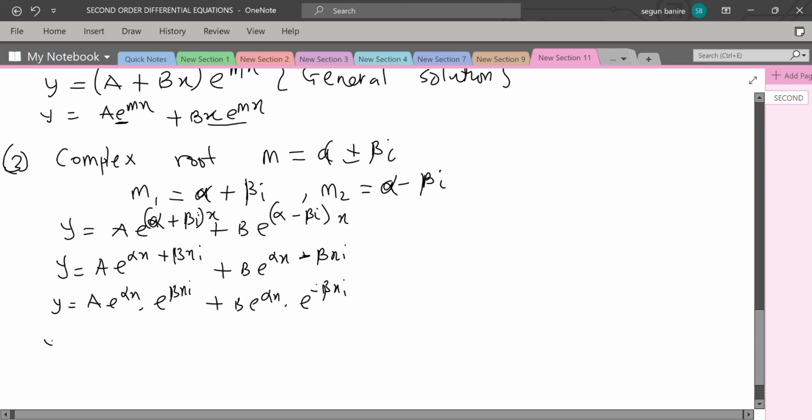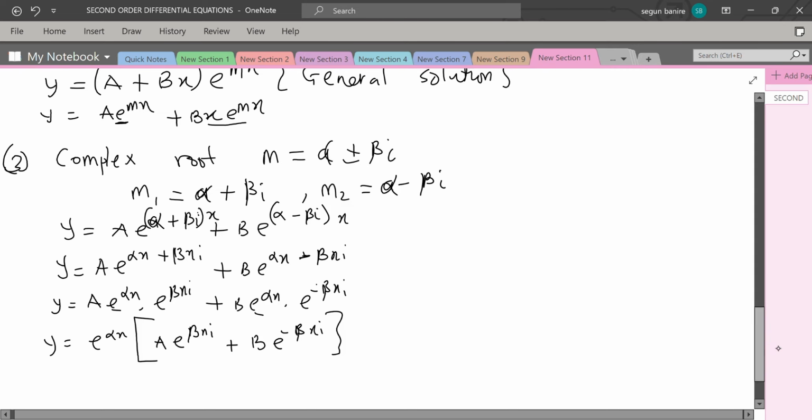Now what is common? You have e^(αx) common on both sides. So if you bring it out, you have A e^(βxi) plus B e^(−βxi).